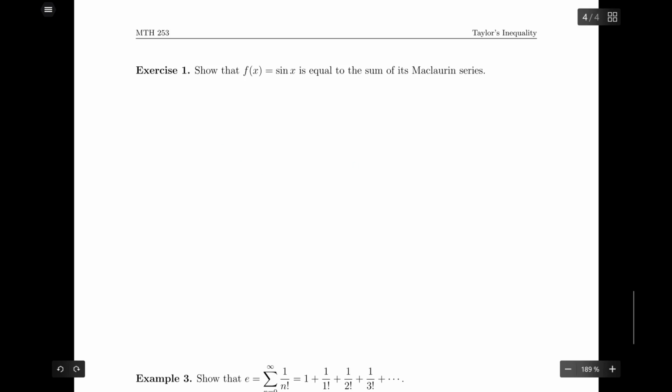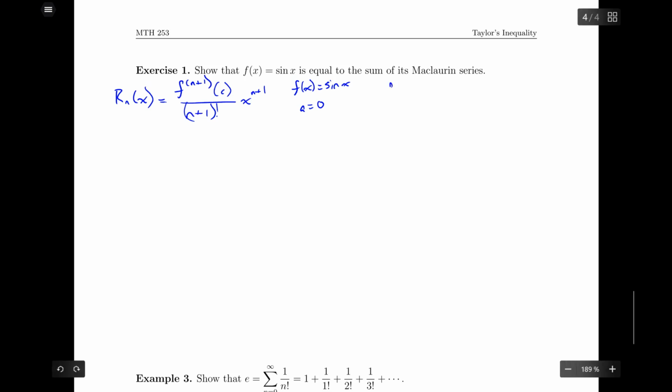So we want to do the same kind of thing that we had done before. So we want to find the Lagrange remainder for sine of x, R sub n of x. We know that this is equal to the n plus first derivative at c over n plus 1 factorial times x to the power of n plus 1. In this case, f of x is sine of x, and a again is 0.